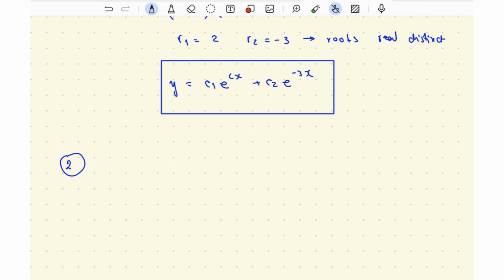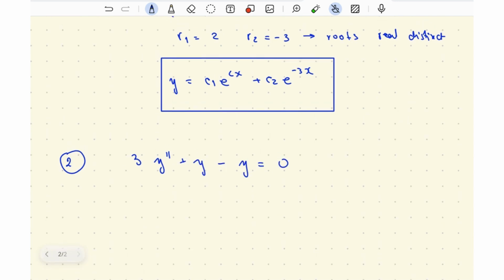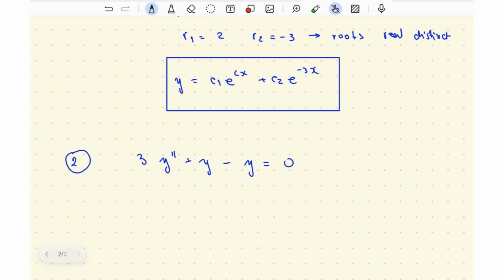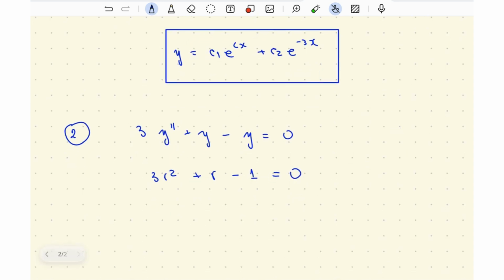Solve the differential equation 3y'' + y' - y = 0. Now, the characteristic equation is 3r squared plus r minus 1 equals 0.